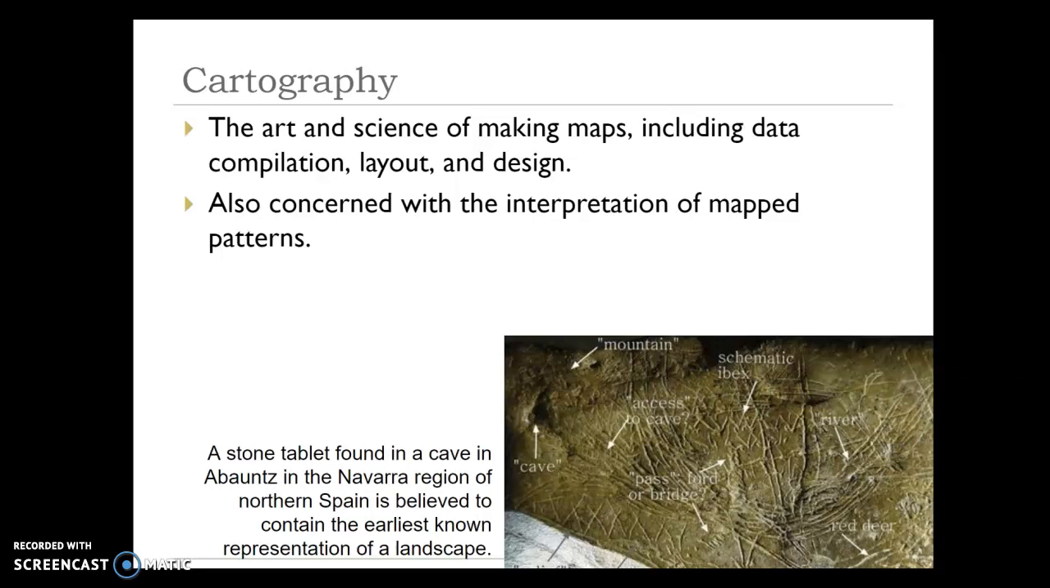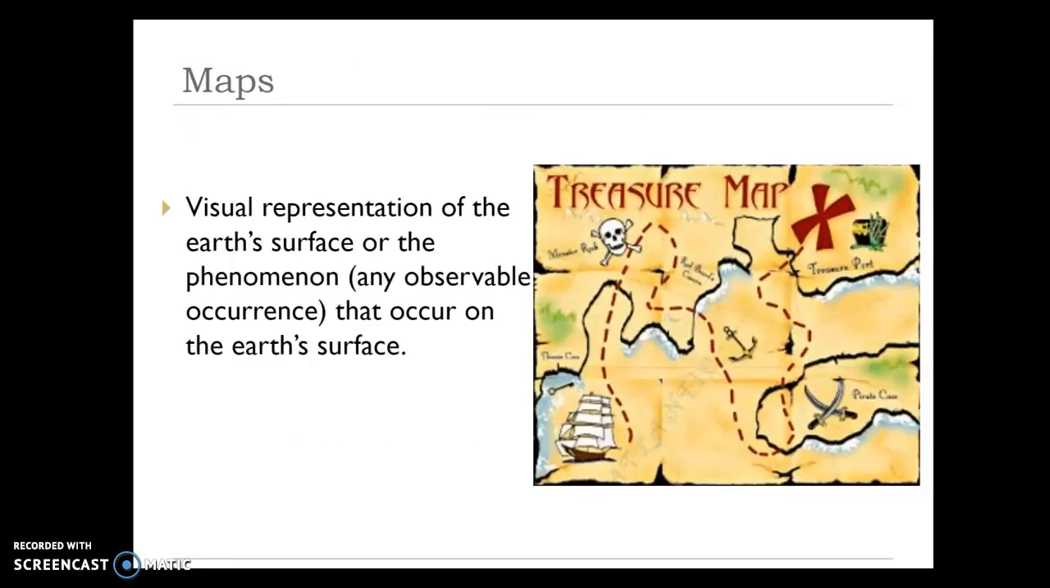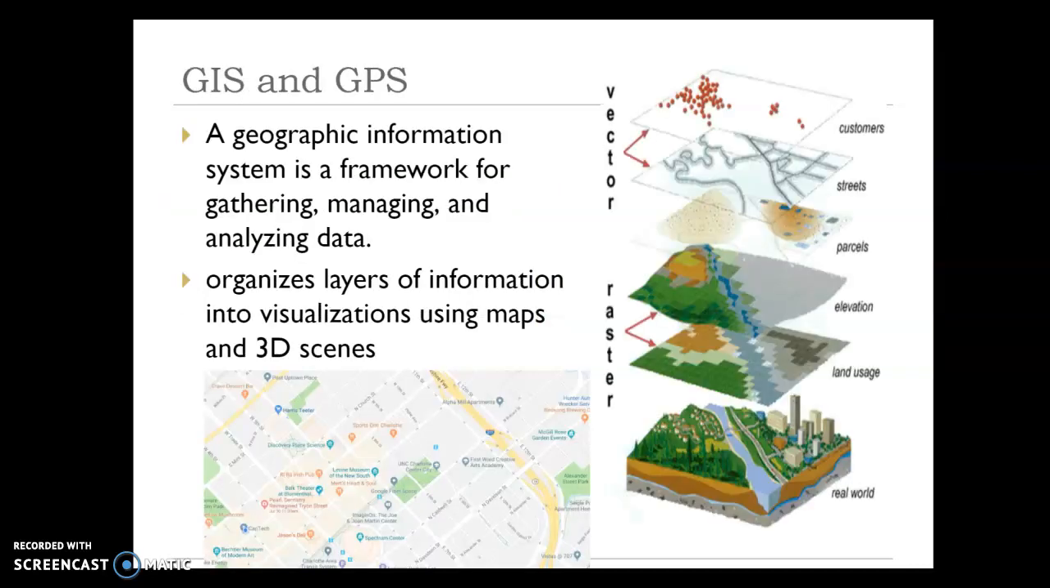But regardless, it's concerned with the interpretation of mapped patterns as well. So cartographers not only make maps, but they interpret maps and increasingly look for ways to display information. We'll talk about how the different types of maps can do this later on in the week. We would define maps as visual representations of the Earth's surface or any part of the Earth's surface. And we are going to spend more time talking about some of the technology aspects of this.